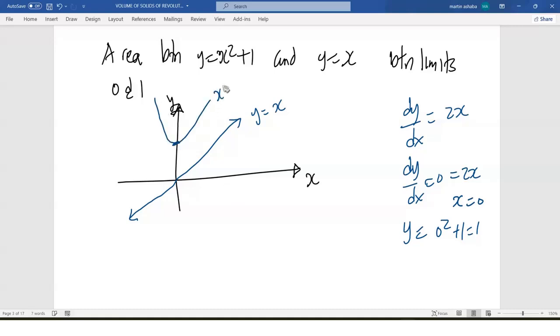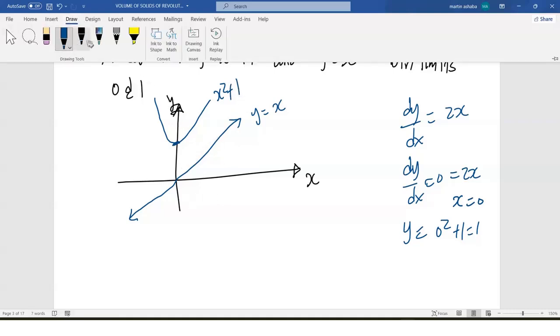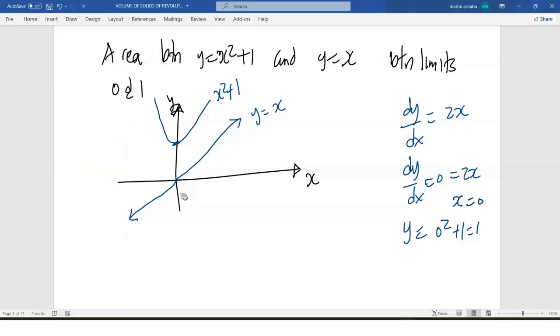So this is x squared plus 1. We are told to evaluate between 0 and 1. Between this curve and the x-axis, we are going to have this, and between this line and the x-axis, we are going to have that. So the area between the two, that is the line and the curve, is going to be this portion. So how do we proceed?